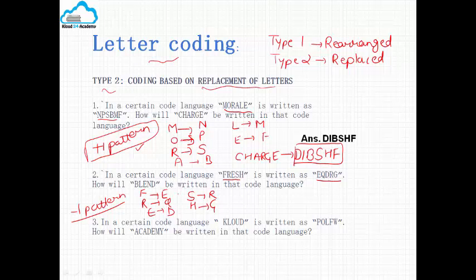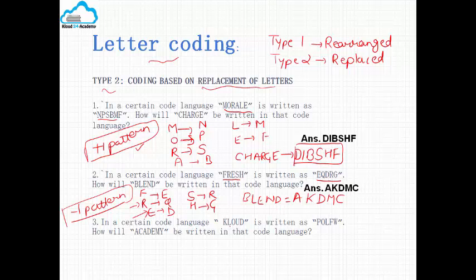So what comes before F? E. What comes before R? Q. What comes before E? D. So the -1 pattern is followed. So how will we write BLEND? Like this. What comes before B? A. What comes before L? K. What comes before E? D. What comes before N? M. What comes before D? C. So ACDMC is the answer. The -1 pattern was followed.